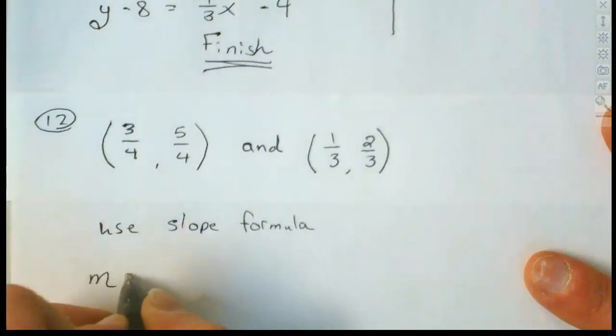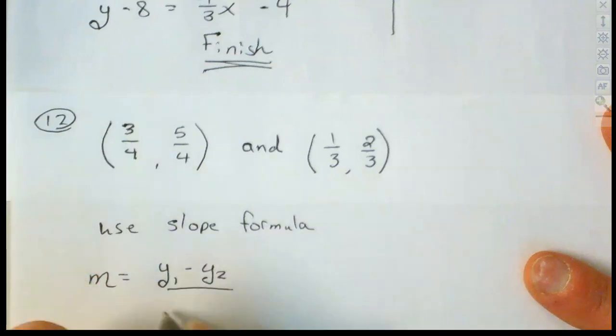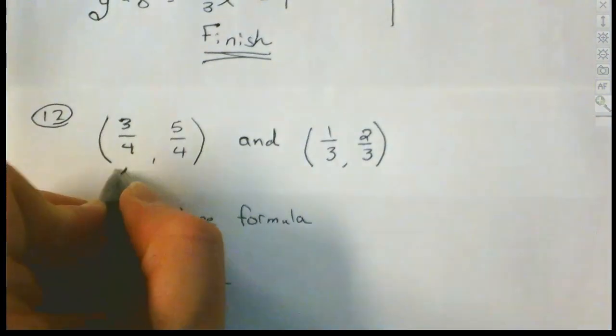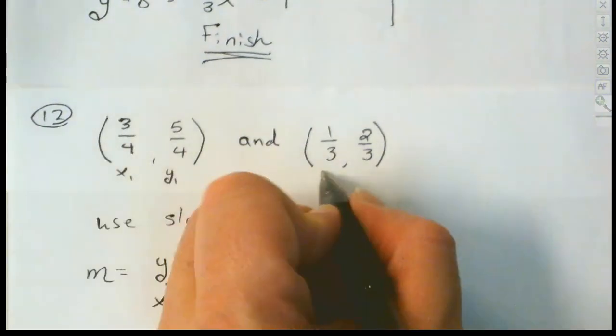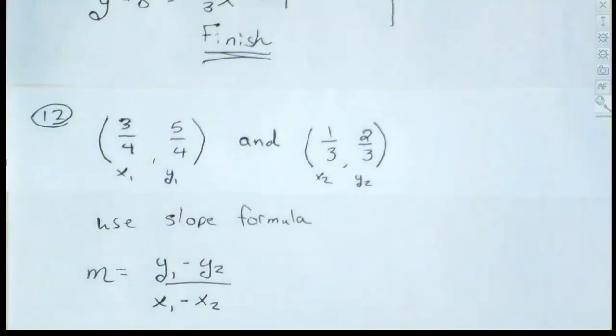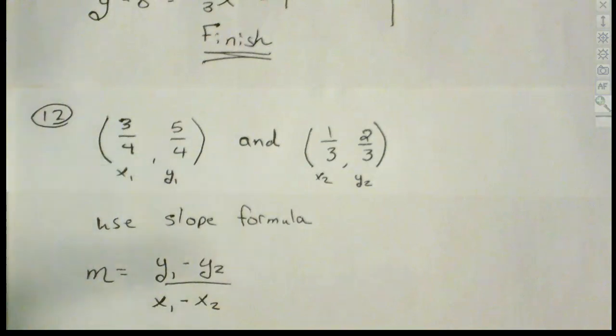And that is m equals y1 minus y2 over x1 minus your x2. x1, y1, and x2, y2. And you can't clear out the fractions until you have an equal. So we can't clear them up here. We don't have an equals yet. But when we use this slope formula, we have an equal. So that means we'll be able to clear out those fractions.